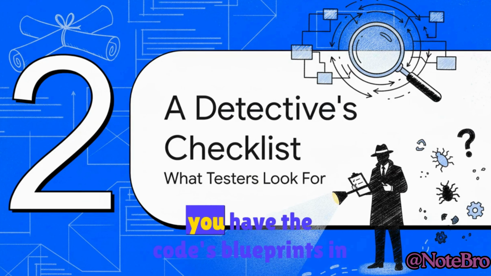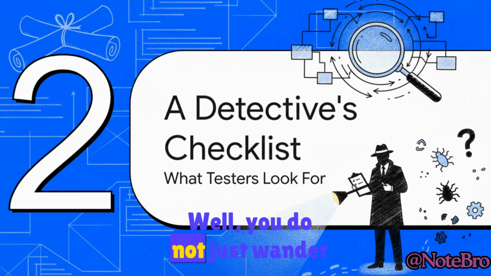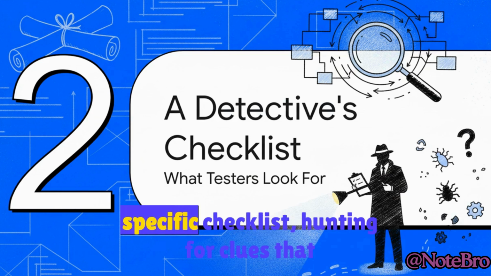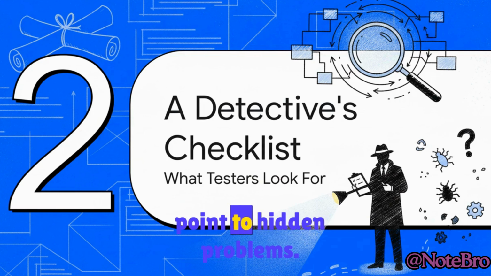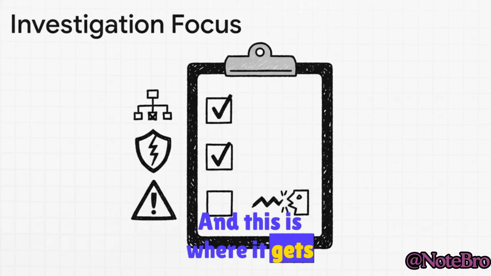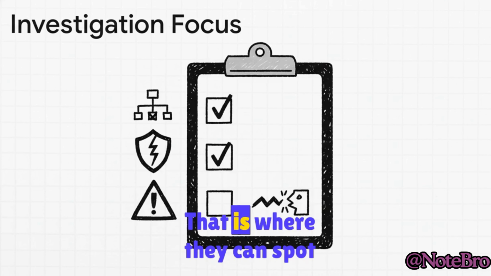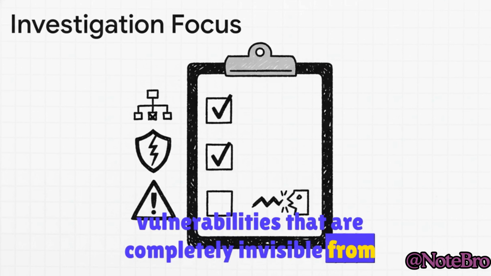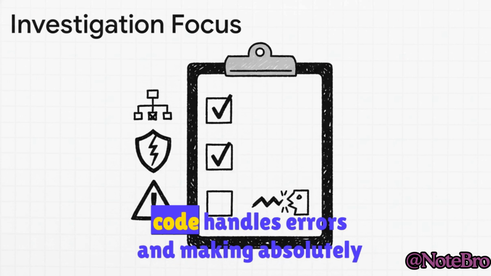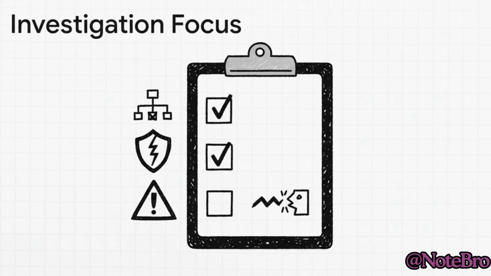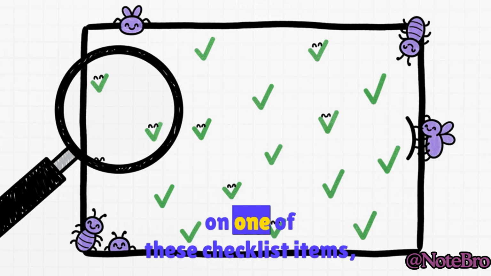Okay, so you're a tester, and you have the code's blueprints in your hands. What are you actually looking for? Well, you don't just wander around hoping to find something. You've got to be methodical, like a detective with a very specific checklist, hunting for clues that point to hidden problems. And this is where it gets really interesting, because the checklist is super specific. Testers aren't just looking for crashes. They're on the hunt for things like security holes. That's where they can spot vulnerabilities that are completely invisible from the outside. They're also checking how the code handles errors and making absolutely sure there aren't any broken or dead-end paths in the program's logic.